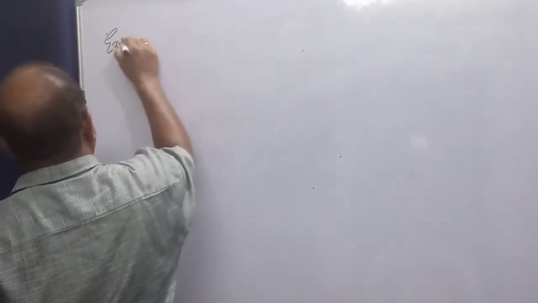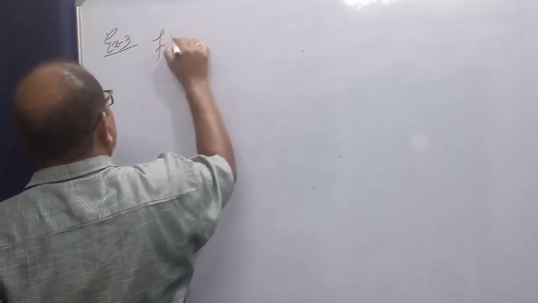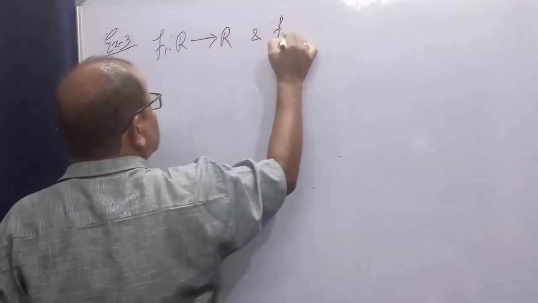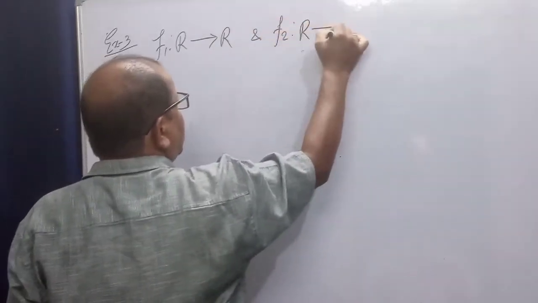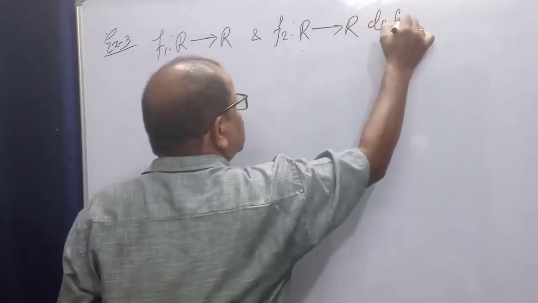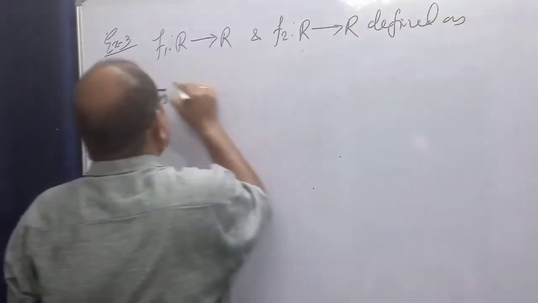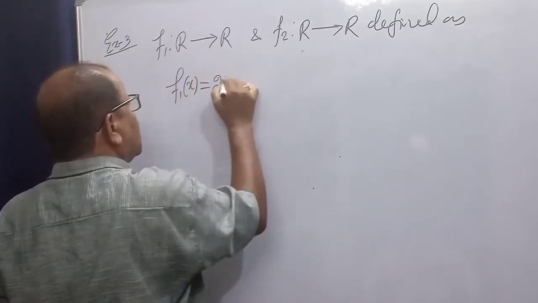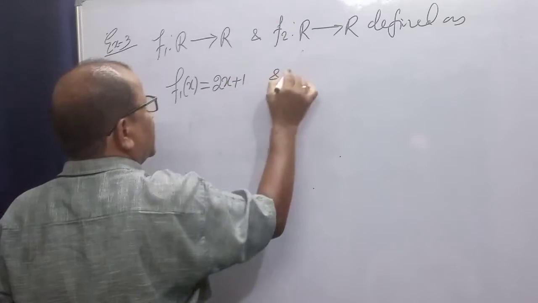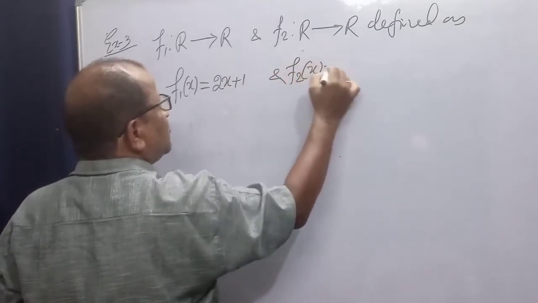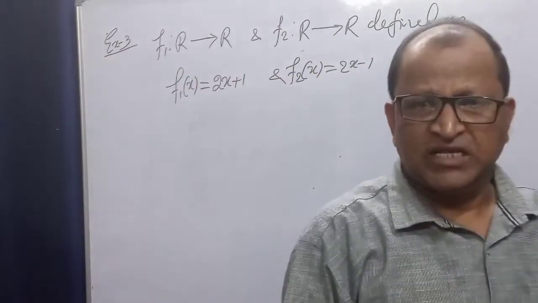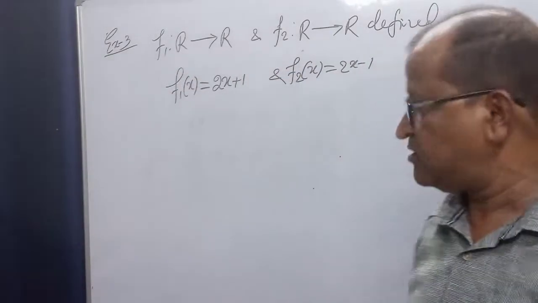Yes. Suppose example 3. F1 is a mapping from R to R, and F2 is also a mapping from R to R, defined as f1(x) is equal to 2x plus 1 and f2(x) is equal to 2x minus 1. The expressions are completely different.